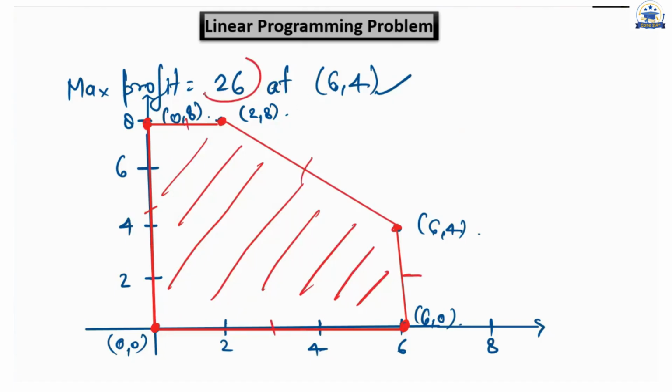Profit we have is 26 at what point? 6, 4. At that point we have the profit. Okay, so I think you are getting it so far. I'm moving to the next question. Let's see what is coming over there.